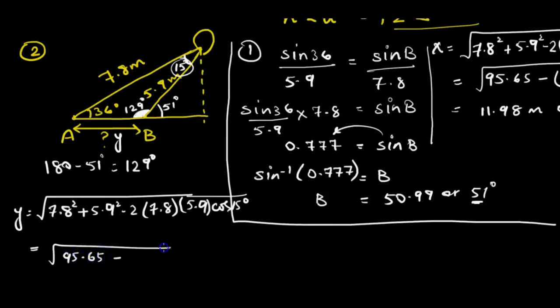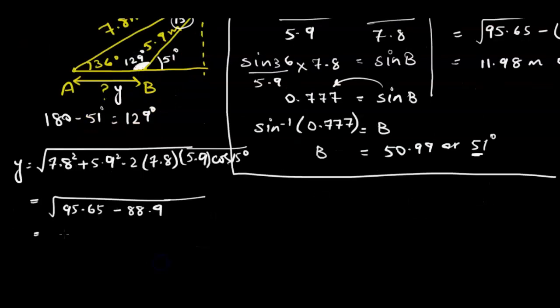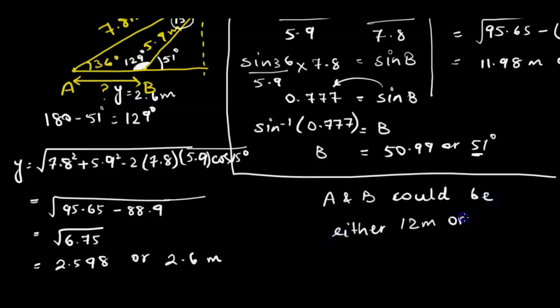95.65 minus 88.9. That would give us a value of square root 6.75, which is equal to 2.598, or if we round it, we would get 2.6 meters. Therefore, the y value here is 2.6 meters. And we can conclude from here that A and B could be either 12 meters or 2.6 meters apart. And this is how we solve a problem involving ambiguous case.